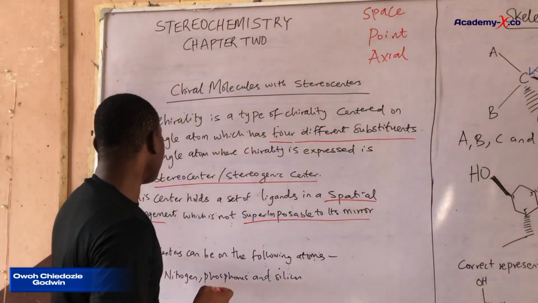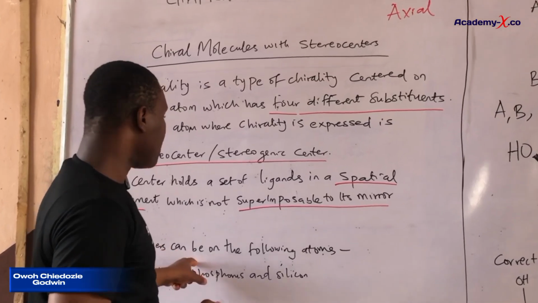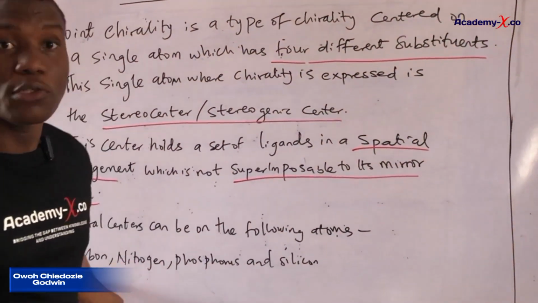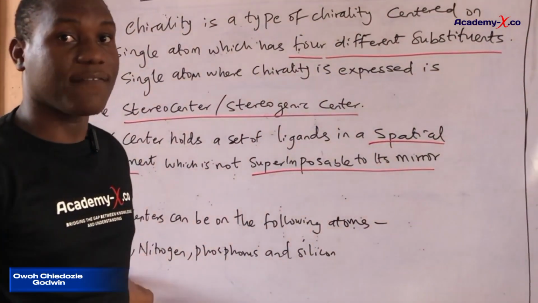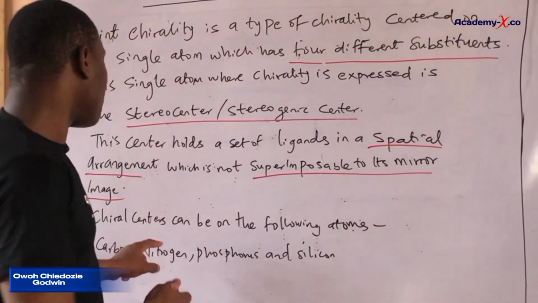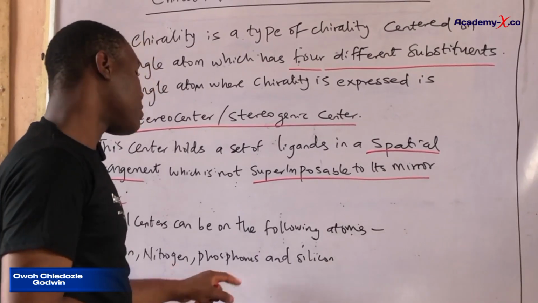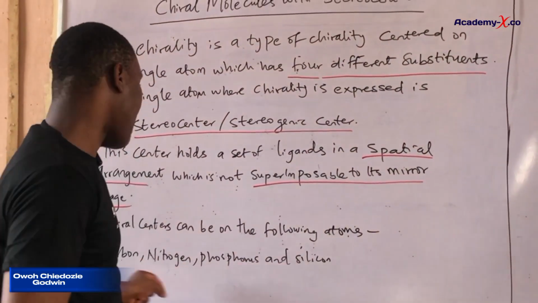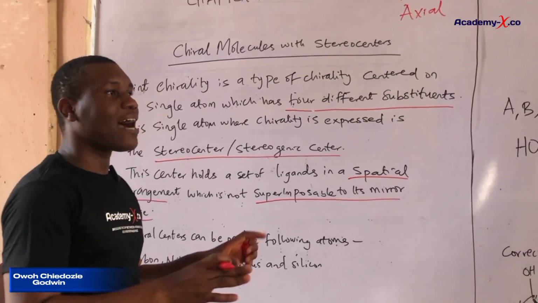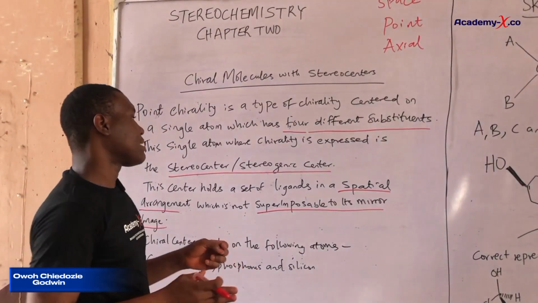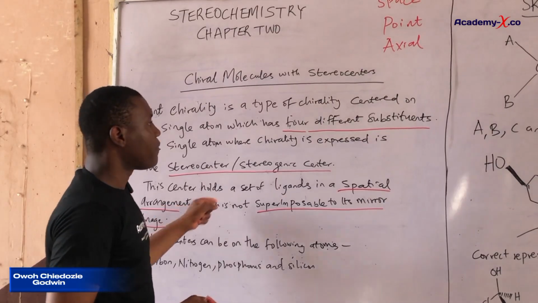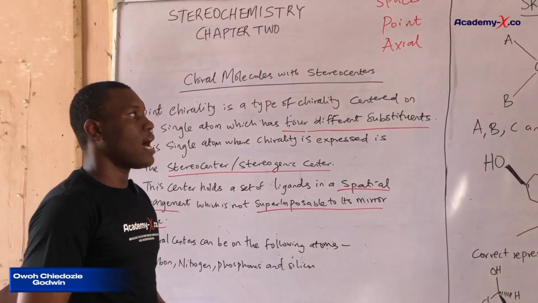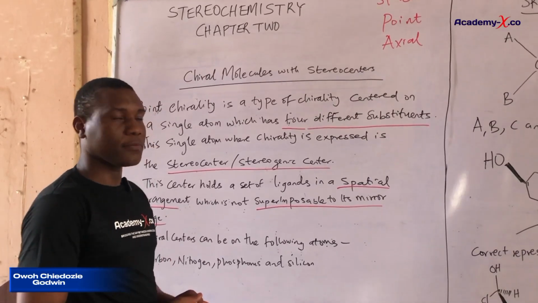Chiral centers can be on the following atoms. It can be on a carbon atom, which is the most common stereogenic center we have in compounds. It can also be on nitrogen. It can also be on phosphorus. It can be on silicon. So these are atoms which can have this stereocenter that can express 4 different substituents in spatial arrangement. I hope we are following the lecture.